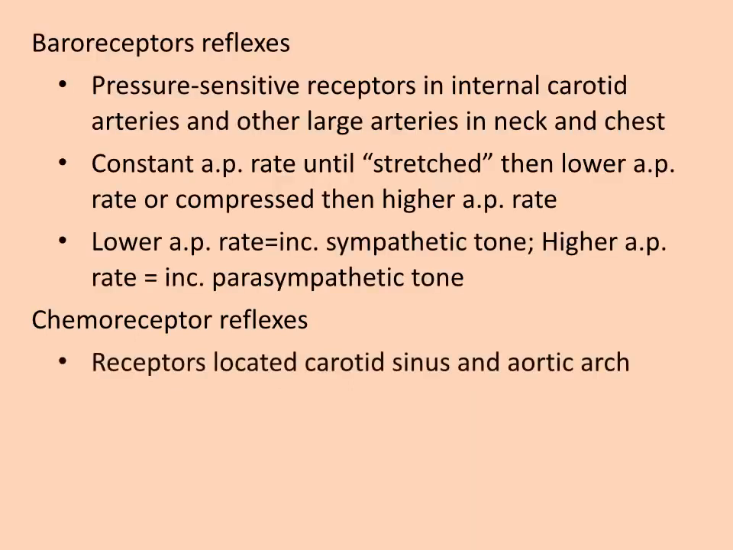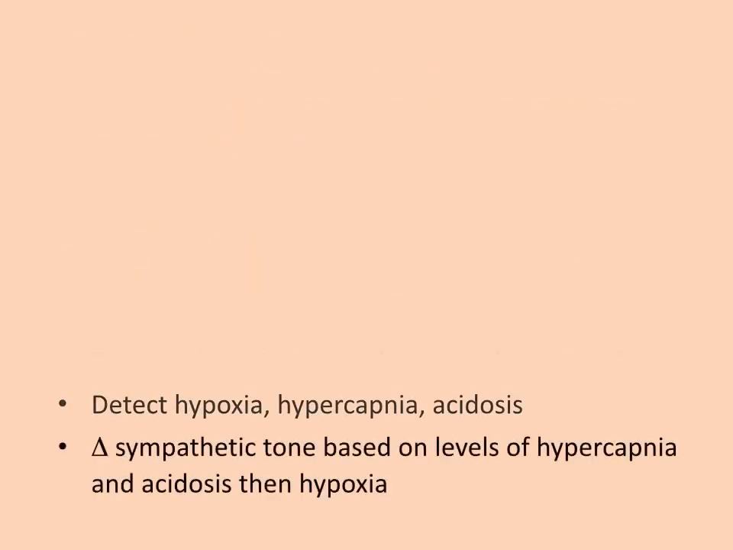In the chemoreceptive part of this reflex loop, we have receptors that are going to be located within the carotid sinus and aortic arch, and what they're going to do is detect signals of hypoxia, hypercapnia, and acidosis. What this is going to do is change sympathetic tone based off of the change of acid level as well as the change of ion level.